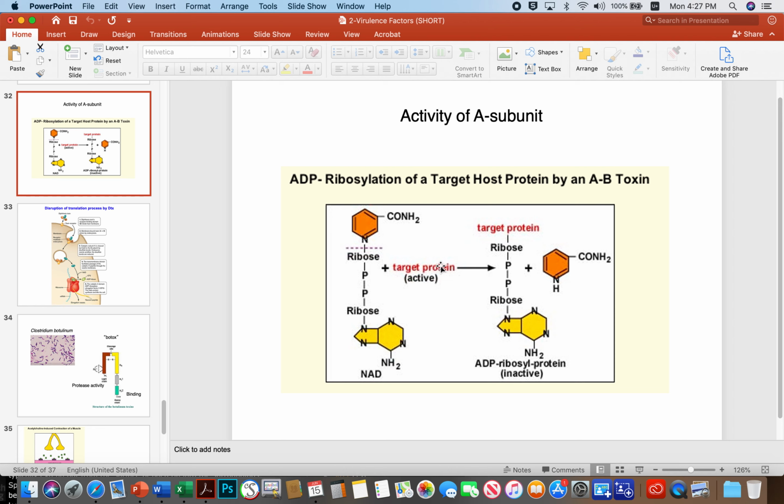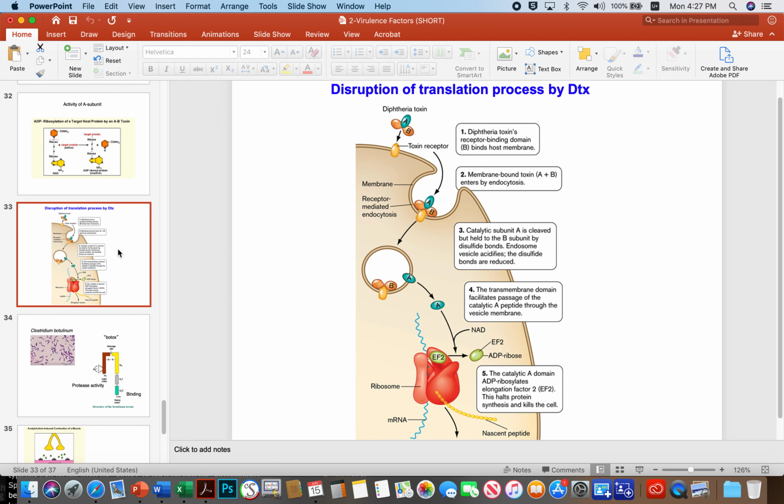And here's the target protein in its active form. In this particular case, the toxin will grab this ADP ribose group and stick it onto this target protein. So here our target protein ends up with this ADP ribose group on it, and the nicotinamide is released as well. But the point is that this target protein, with this extra functional group sticking off of it, loses its ability to function properly. So I'll give you an example of that.